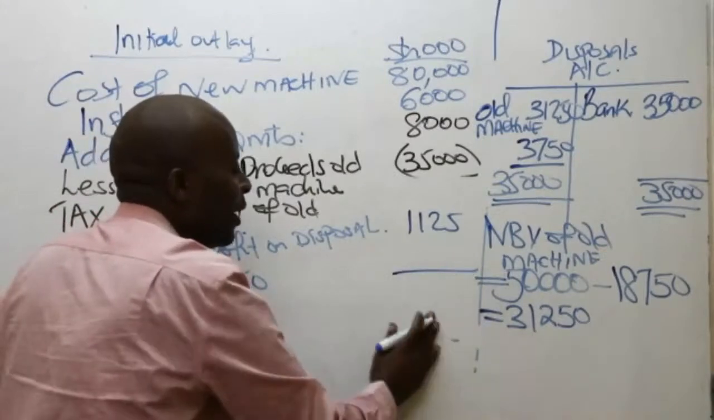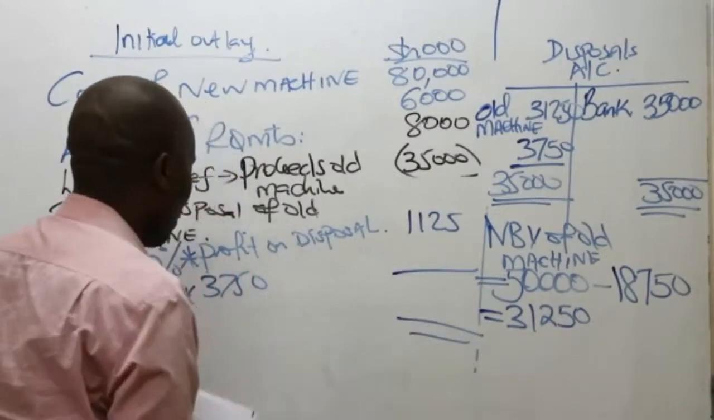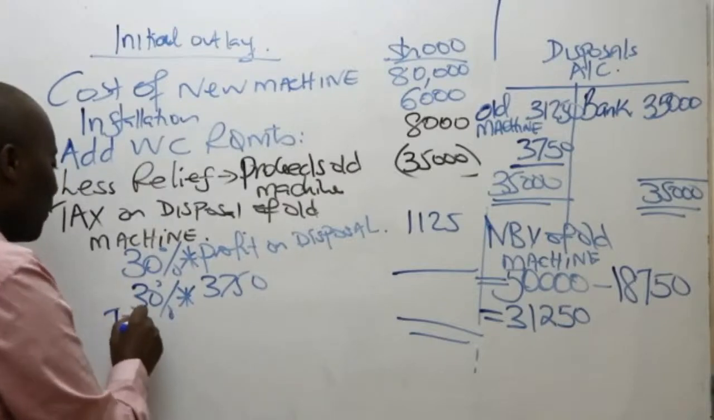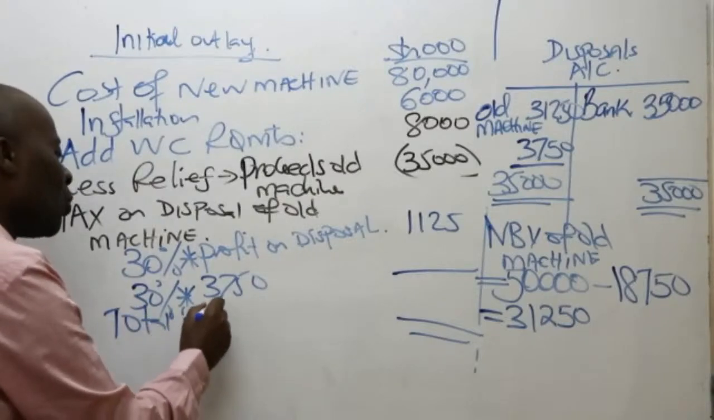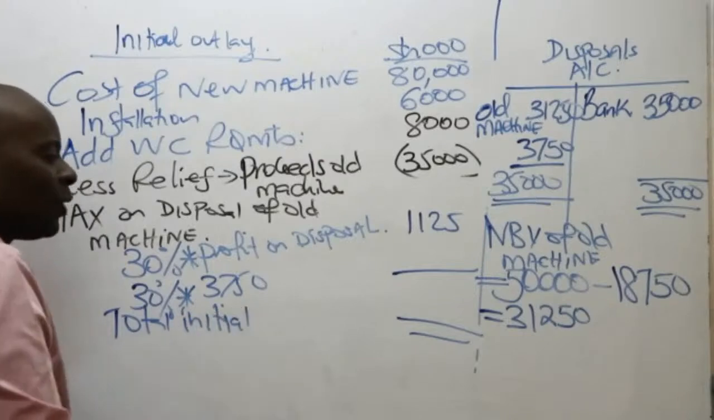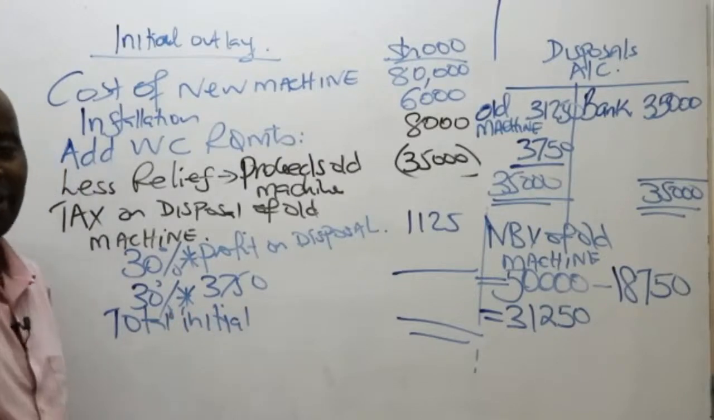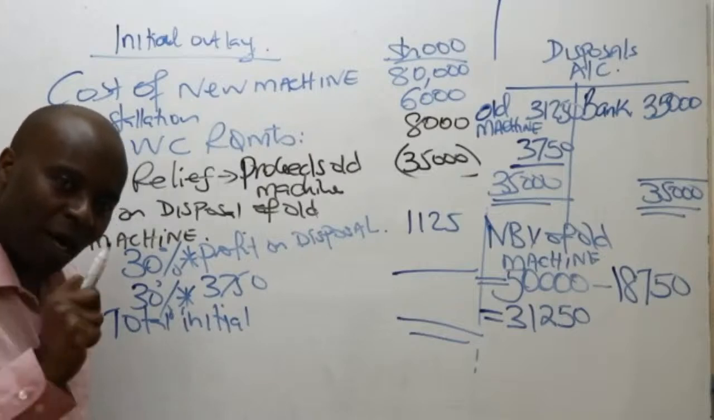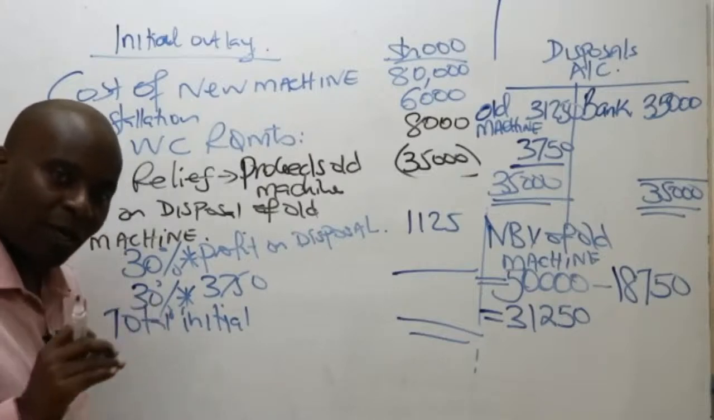Come and combine everything to give me the total initial outlay. I have to repeat this again, not once, not twice, not thrice. Even in block release, I have to repeat this again, because I know those areas where these examiners normally knock, the sensitive areas where they knock my students.